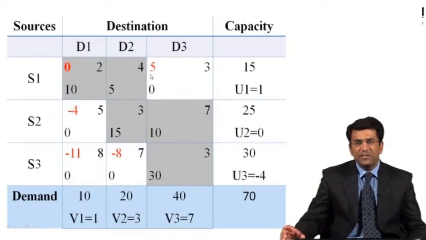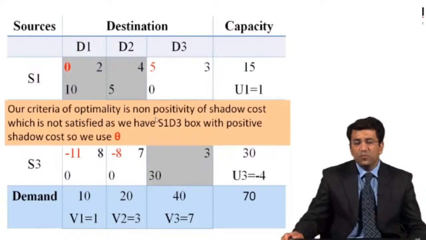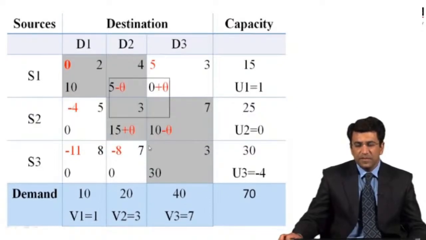So we will have to use that method of theta in order to find out the next table. Our criteria of optimality is non-positivity of the shadow cost, which is not satisfied, as we have the S1D3 box with positive shadow cost. So we will use theta. Now again, class, I told you about the different looping method: first of all, we will consider the particular cell for which our shadow cost is positive. If the shadow cost is positive for more than one cell, then again we will select that cell with the highest positive value. But in this particular case, there is only one value of the shadow cost which is positive.